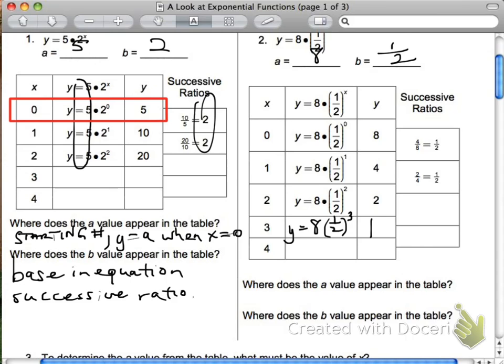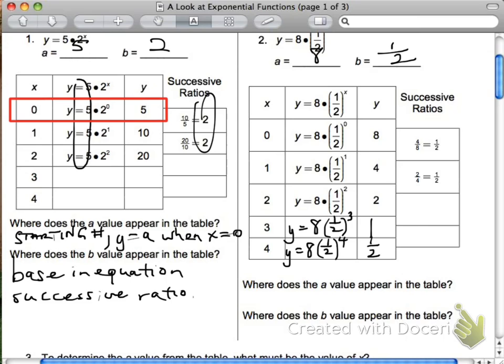And then your last column? y equals 8 times 1/2 to the 4th power. 1/2 to the 4th power is? 2 to the 4th power is 16, so 1 over 16. So 8 times 1/16, or 8 divided by 16, is 1/2.